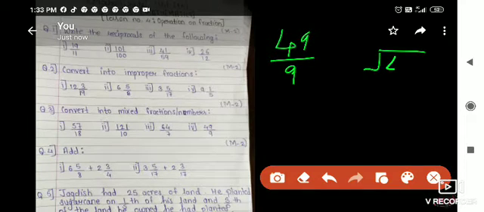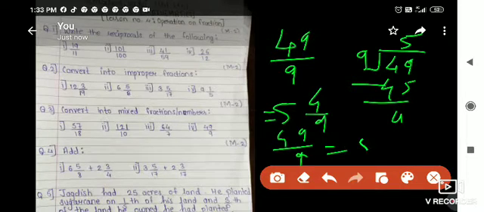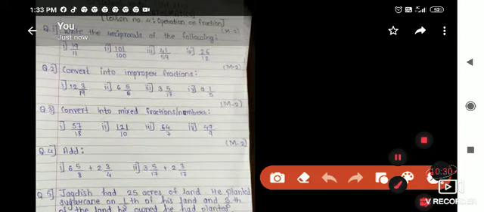Divide 49 by 9. 9 fives are 45. Subtraction, the answer is 4. So we write it in this way: 5 integer 4 upon 9. So the answer of 49 upon 9 is equal to 5 integer 4 upon 9. Okay, so in this way you solve this example. After this we will see the addition of fractions.